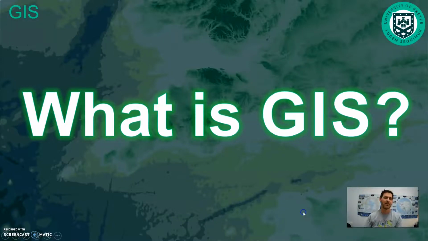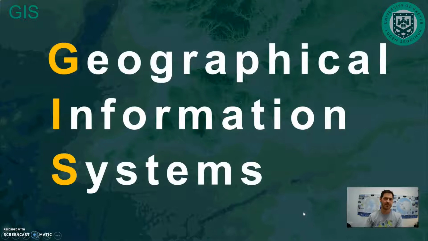GIS is Geographical Information Systems. I'm Damien Mansell, an Associate Professor of GIS at the University of Exeter. I'm here to explain what this means. What can we do with a GIS?